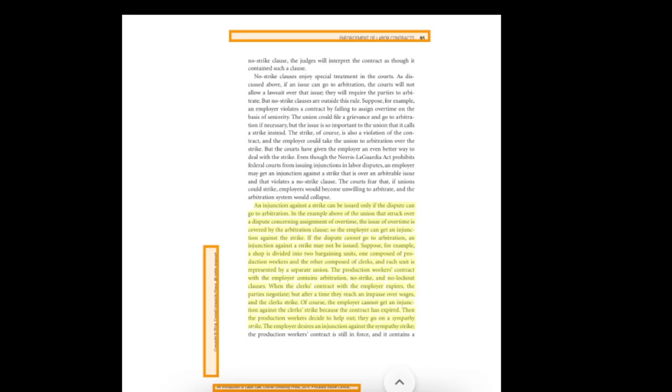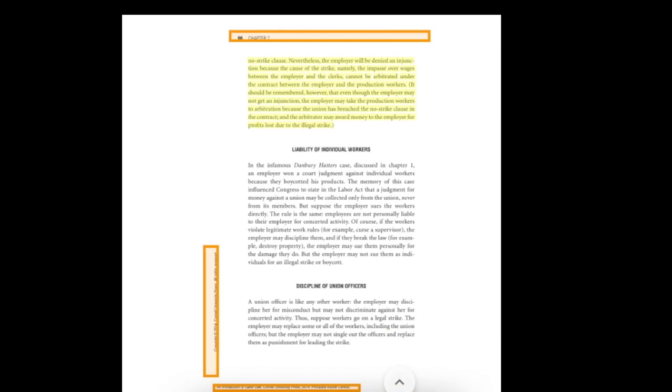Then the production workers decide to help out; they go on a sympathy strike. The employer desires an injunction against the sympathy strike. The production workers' contract is still in force, and it contains a no-strike clause. Nevertheless, the employer will be denied an injunction because the cause of the strike, namely, the impasse over wages between the employer and the clerks, cannot be arbitrated under the contract between the employer and the production workers.